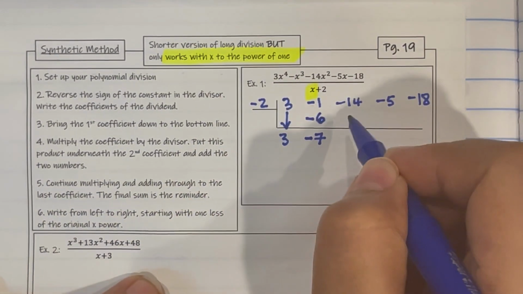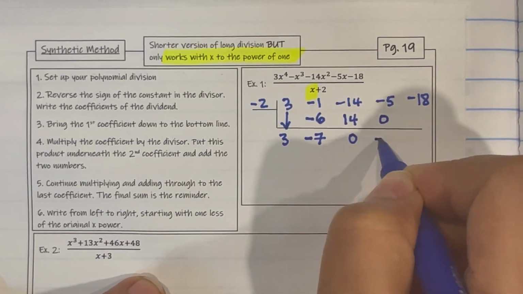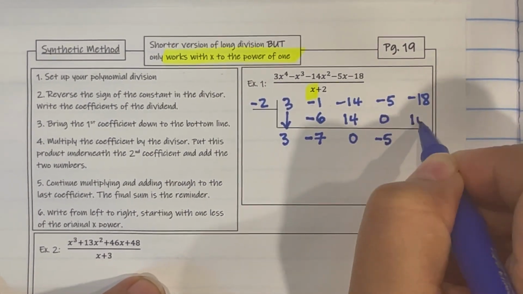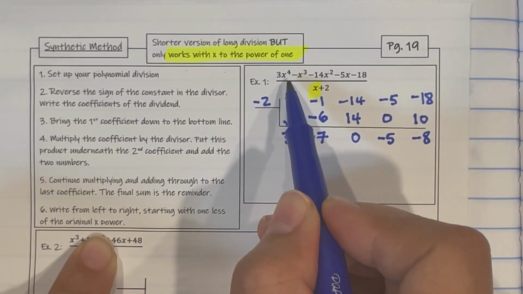So negative 2 times negative 7, positive 14. Combine those, 0. Negative 2 times 0 is 0. Combine those, 5. Negative 2 times negative 5 is positive 10. Combine that, it is negative 8. So negative 8 is your remainder.